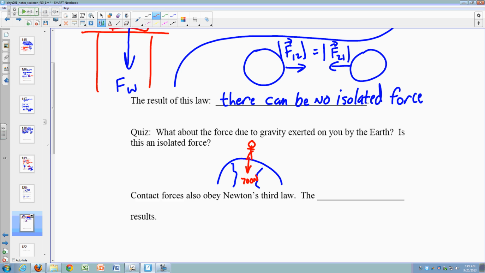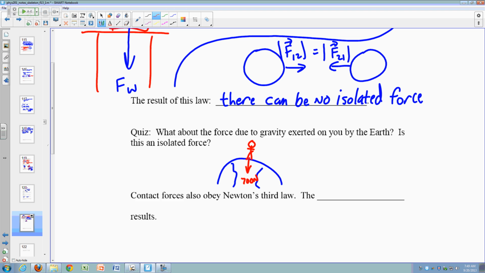Okay. So what I'm trying to get at is that if the Earth is pulling down at you with 700 newtons, then you're also pulling back up on the Earth with 700 newtons. So we're all walking around holding up the Earth with 700 newtons of force. That's kind of a cool idea too: the Earth is attracting you, but you're also attracting the Earth. I think that's good. All right.